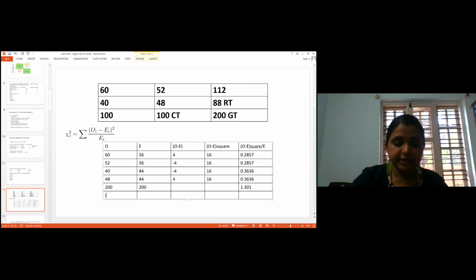So the calculation is like this: 16 divided by 56 plus the next O minus E square, which is again 16, 16 divided by E.